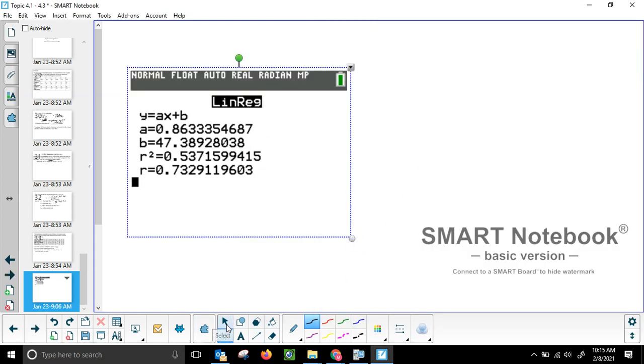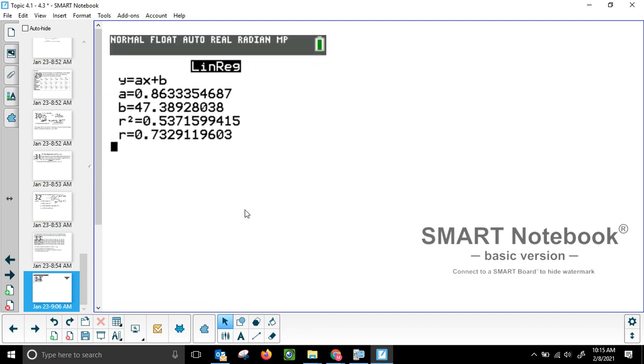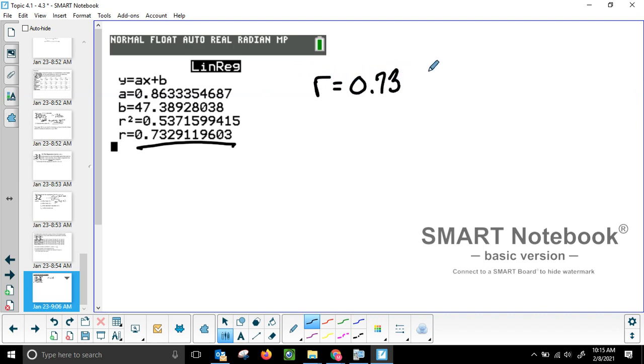Looking at what was on our screen here, this is my r. So r is equal to 0.73. I wouldn't call that super strong, but it's not weak either. This is a moderate positive correlation.